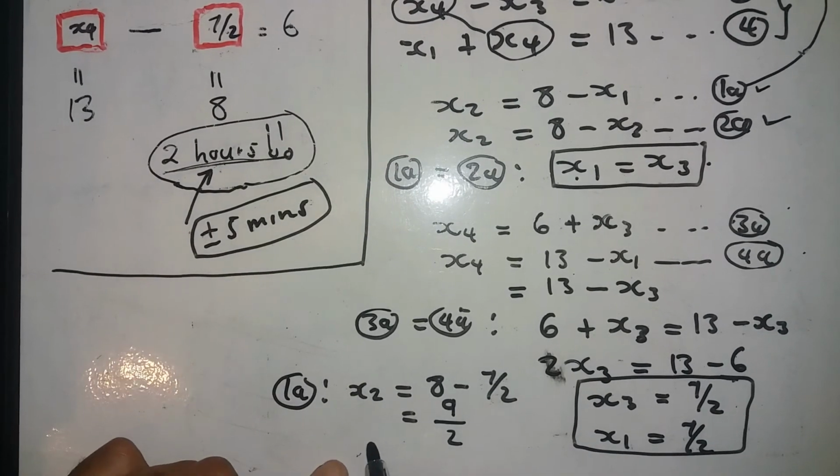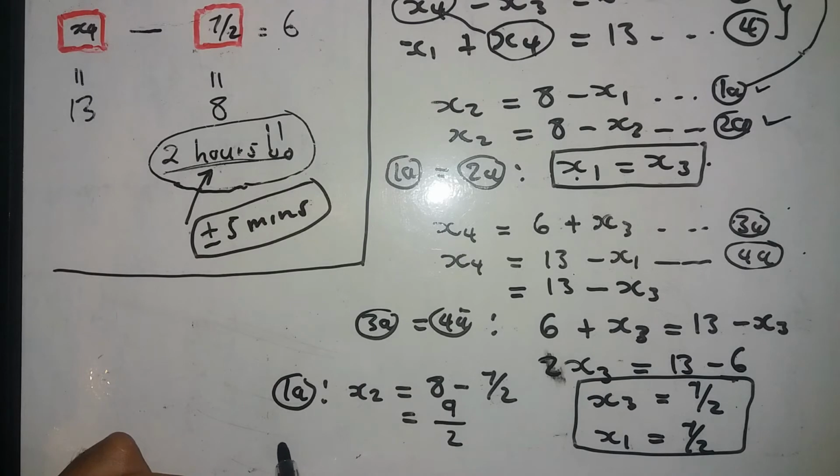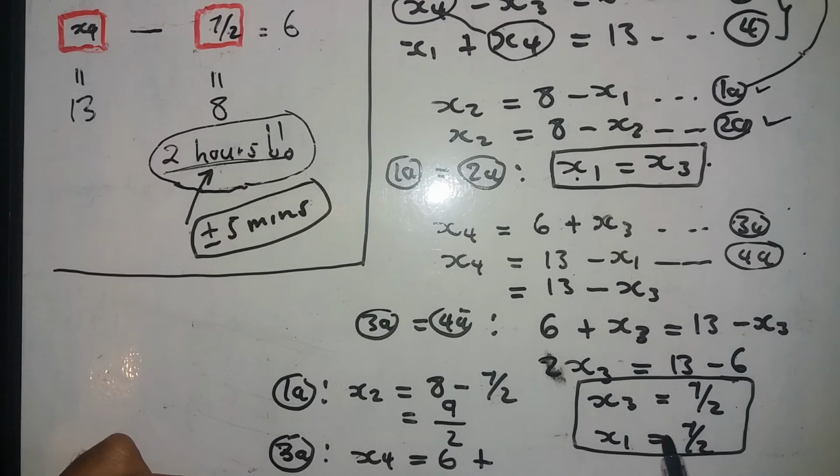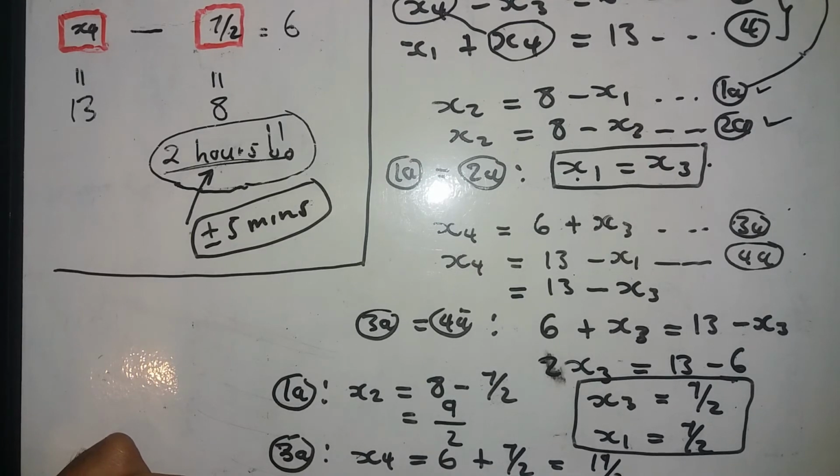And then for the x4 value, I used the third equation, the 3a equation. So x4 is going to be equal to 6 plus x3. x3 is equal to 7 over 2. So it is 2 times 6, I get 12. 12 plus 7, I'm going to get 19 over 2.